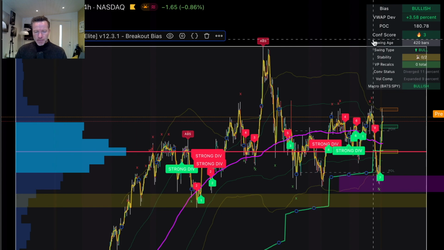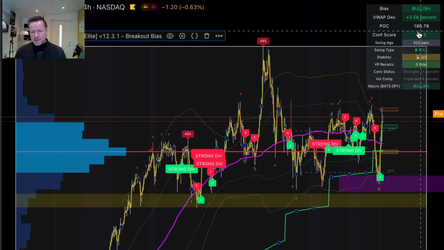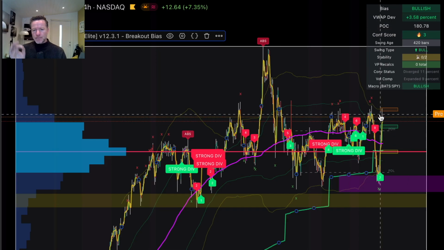This is the terminal's intelligence rating from 0 to 10. Higher scores mean multiple factors are aligning: the VWAP, the POC, volume nodes, and swing structure. A score of 5 on NVIDIA told me institutions are crowded here. Time to take profits. Right now it is 3, but yesterday it was 5.